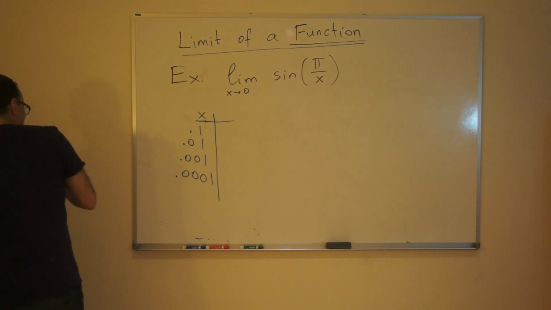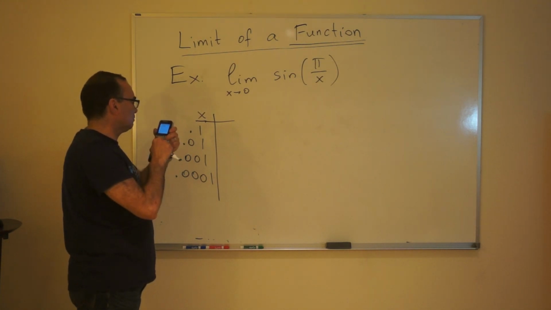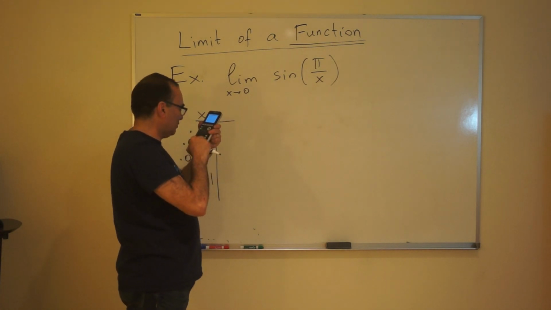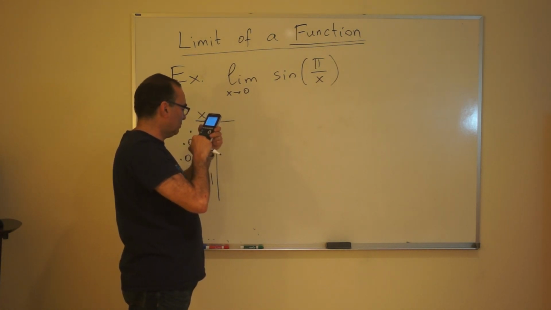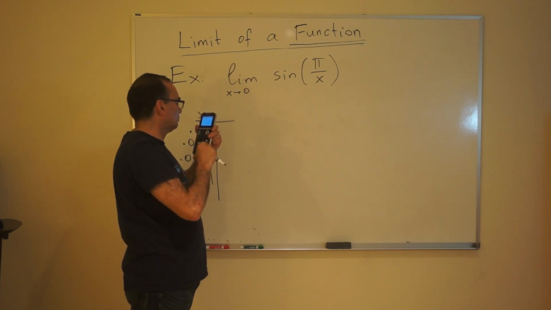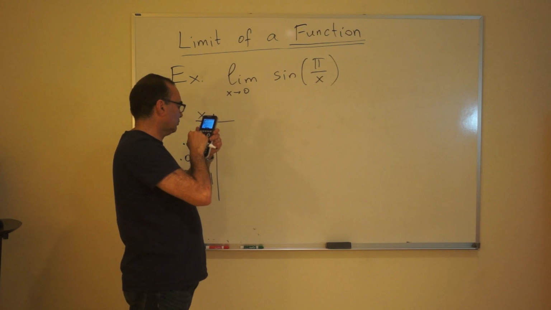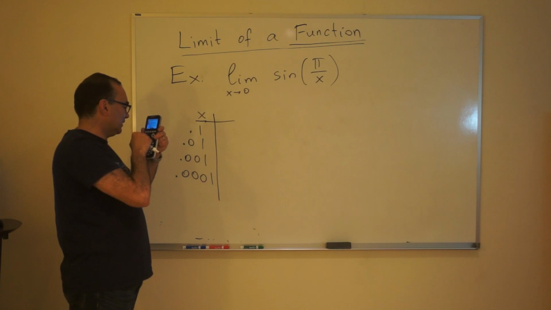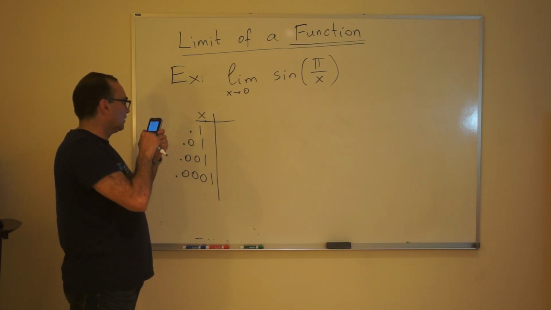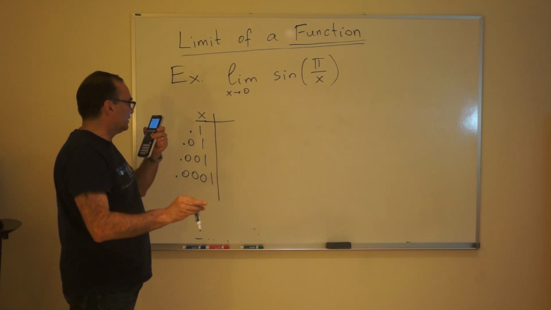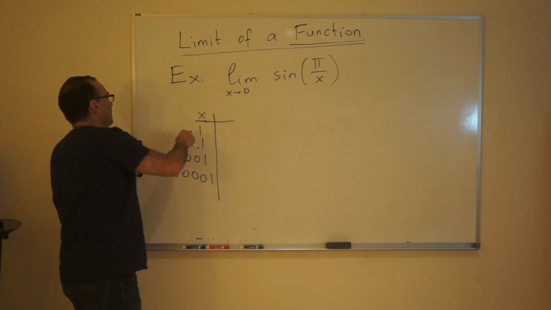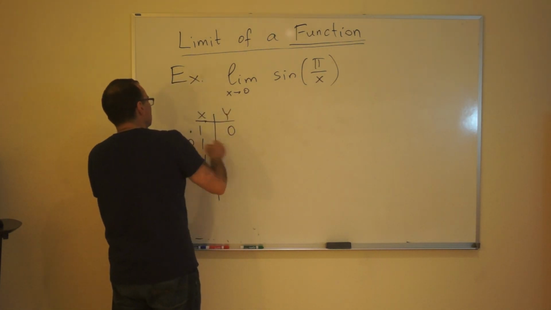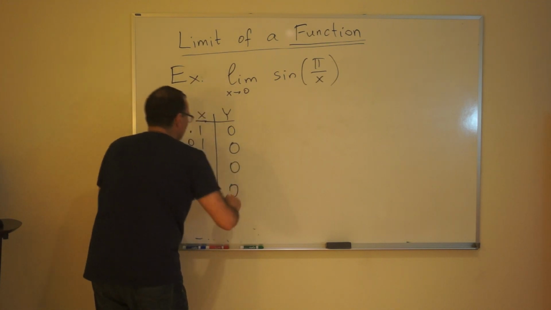And if we try to use the calculator as before, press y equals and clear the previous function, then type in this function, sine of pi divided by x. Again, you have to make sure that your calculator is set to radians and not degrees. Now go to the table, second table, and if you plug in 0.1 into this formula, you end up with 0. For 0.01 you end up with 0. 0.001, all of them actually end up exactly 0.